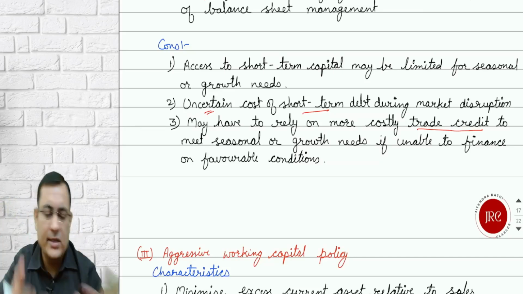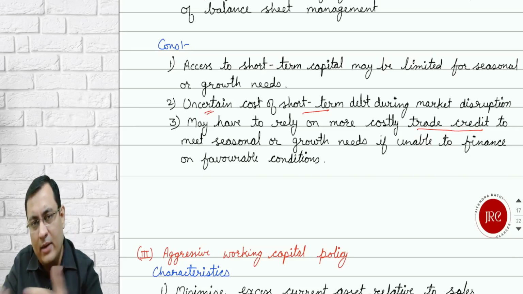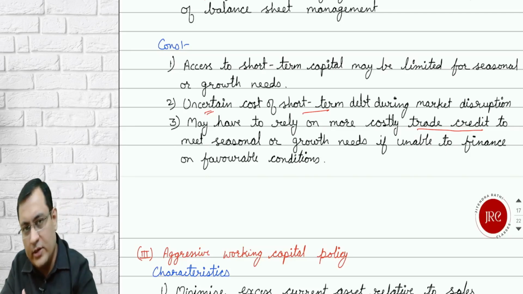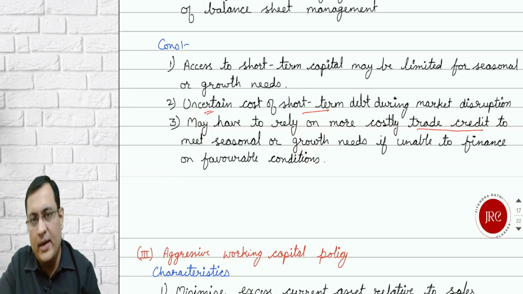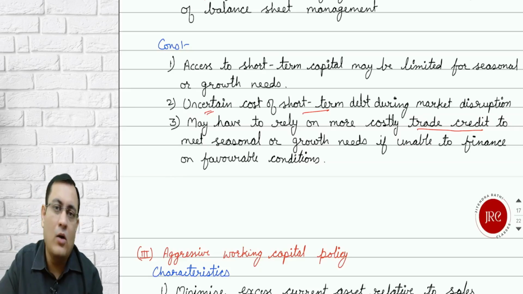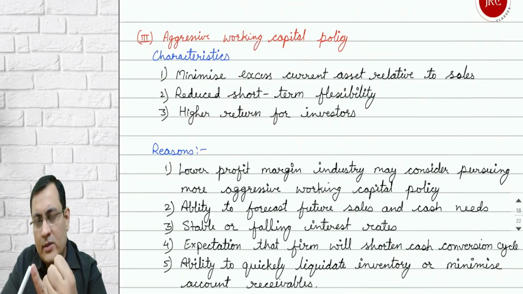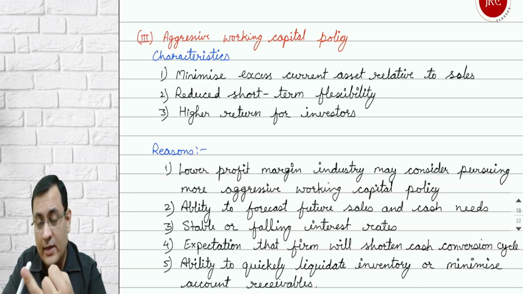Still, these companies are going to trade off, and an enterprise will follow this policy only if they are good negotiators with the suppliers and they have good access to short-term debt to meet the seasonal or peak time requirements. Aggressive working capital policy: less level of current assets, using more short-term financing sources, because short-term financing sources are going to cost less.